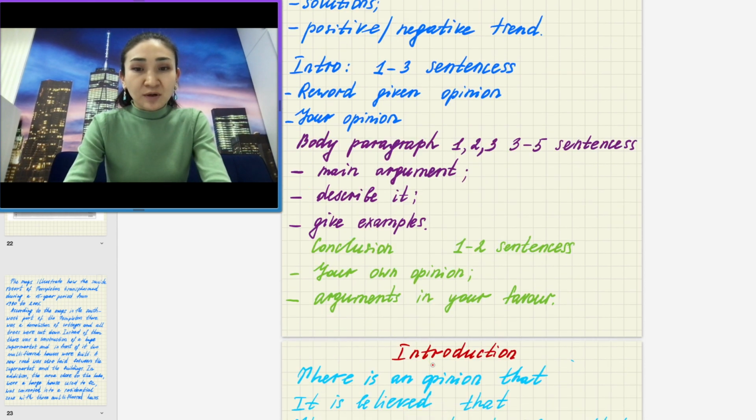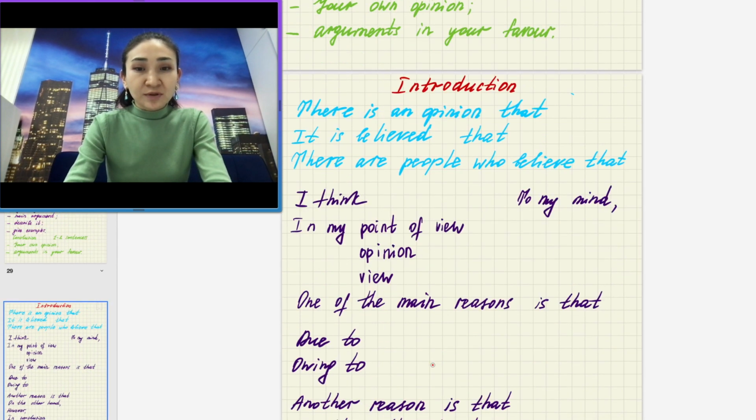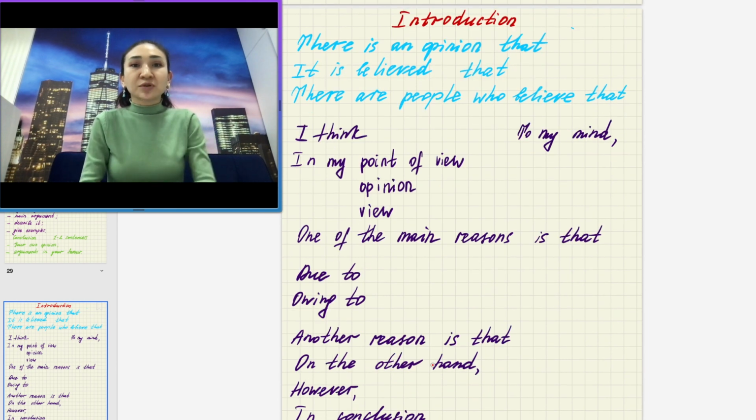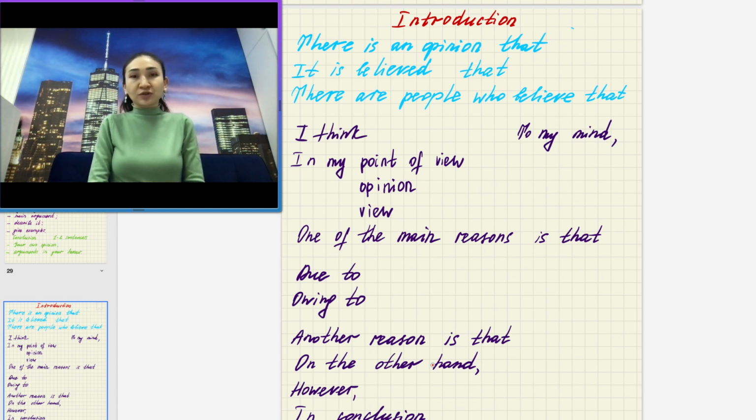So further, we go to the introduction part. I just want to show you examples of how to start to write your introduction part. I was giving this kind of examples even in my writing tasks, especially if you go to writing task 1 line graph. I give all of the examples how to start your introduction part and what kind of words will be helpful for you to use.